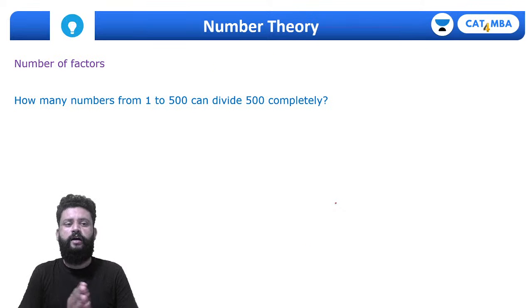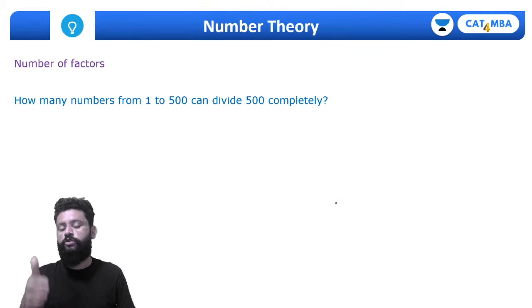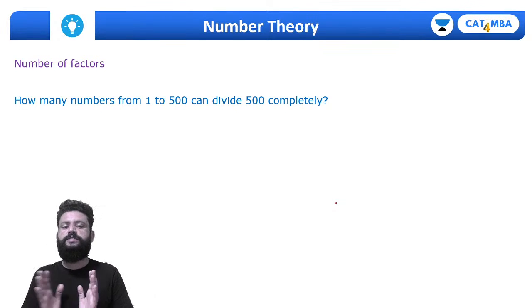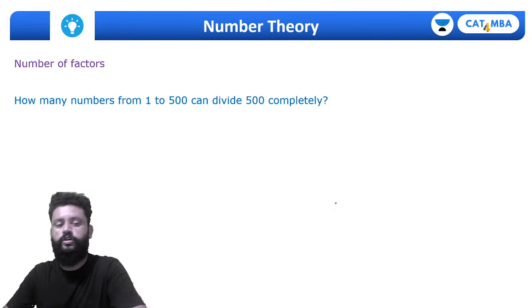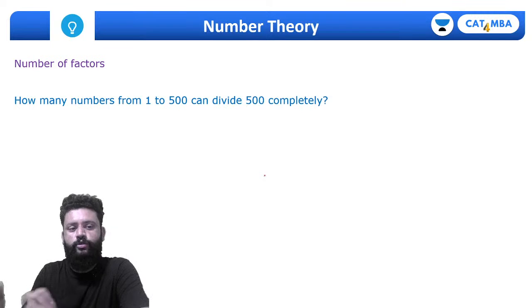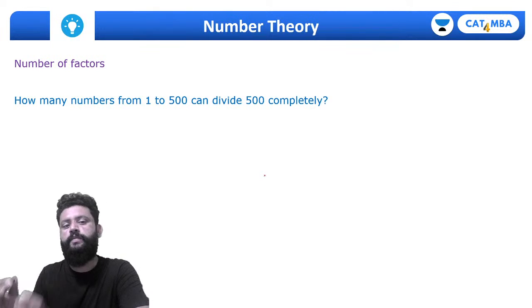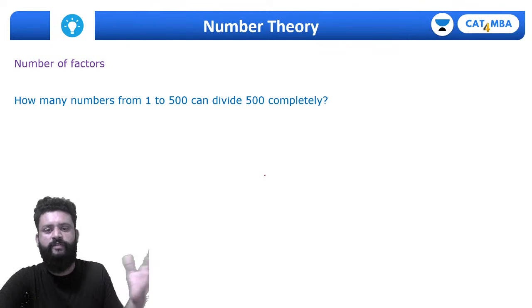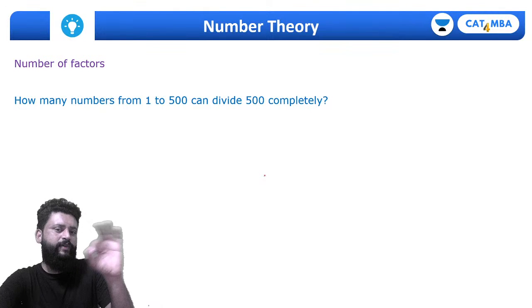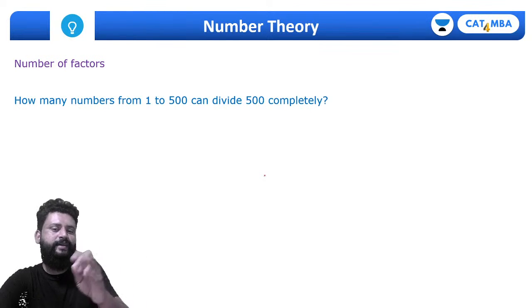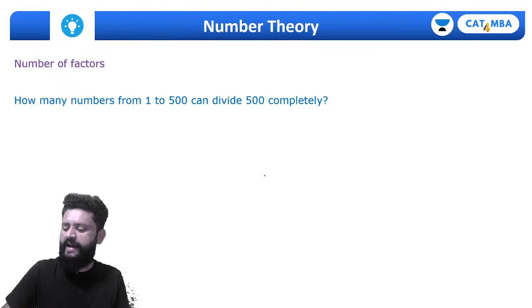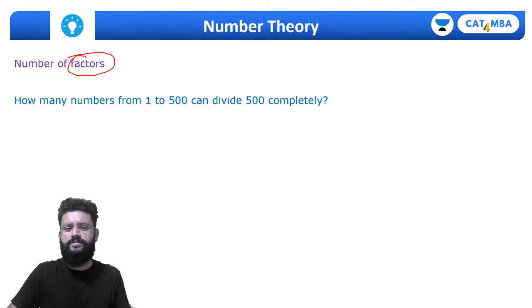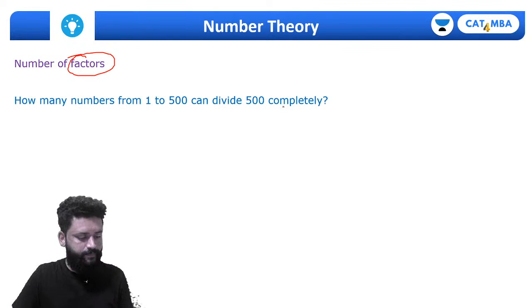Okay, then next thing, number of factors. This is really interesting and important thing I'm going to teach you today. That is how to get the number of factors and the sum of factors. I don't know if you know this or not. Simple question guys, 1 to 500, how many numbers from 1 to 500 can divide 500? That simply means divisors ढूंढना है. Divisors are nothing but the factors. So 500 के number of factors.